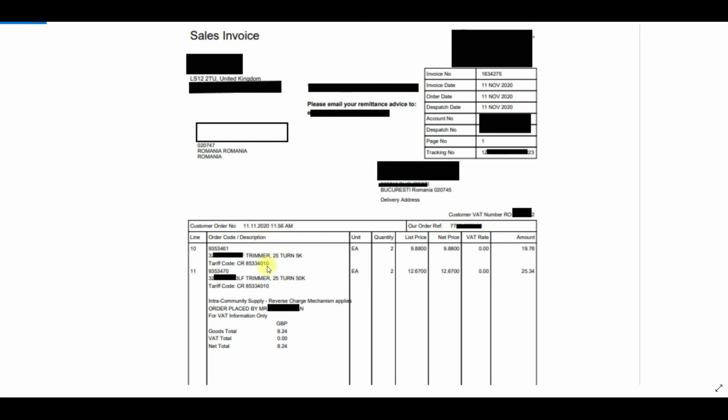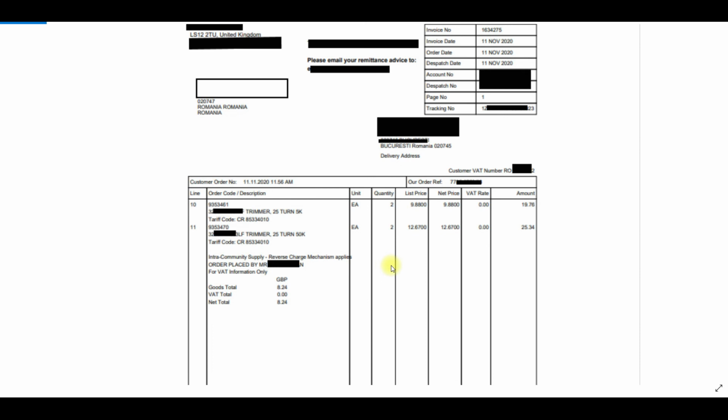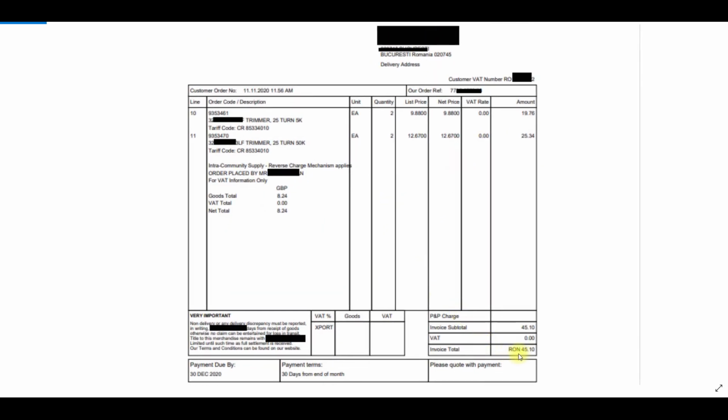From the invoice we see here that there are two lines with the tariff code 853-34010, two pieces for each line, with a total of 8.24 pounds, and we have also the amount in Romanian currency, which is new lei, of a total of 45 lei.